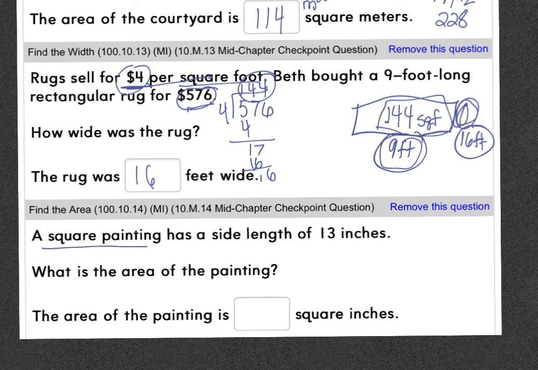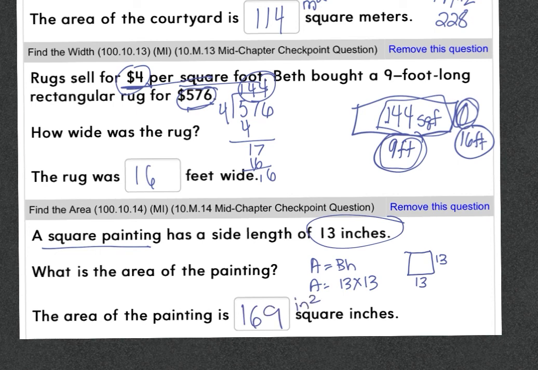Next, a square painting has a side length of 13 inches. What is the area of the painting? Well, we all know that a square has the same sides all the way around. So if its side was 13, that means all the sides are 13. And remember that the area of a square or a parallelogram is the base times the height. So the area is going to be 13 times 13, and 13 times 13 is 169 square inches, or inches squared.